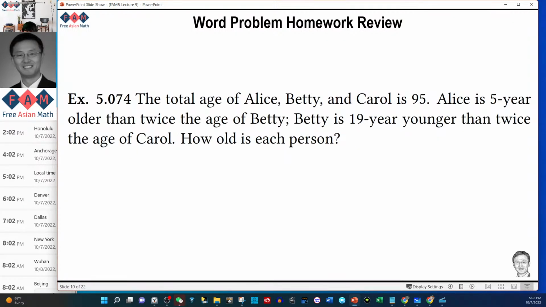So the total age of ABC is 95: Alice, Betty, Carol. Alice is 5 years older than twice the age of Betty. So Alice is the most senior lady. If you think of twice Betty's age, you still need to add 5 more years. That's Alice's age.